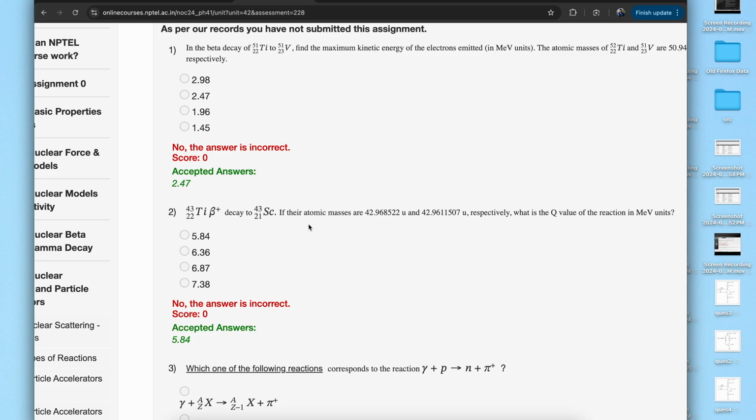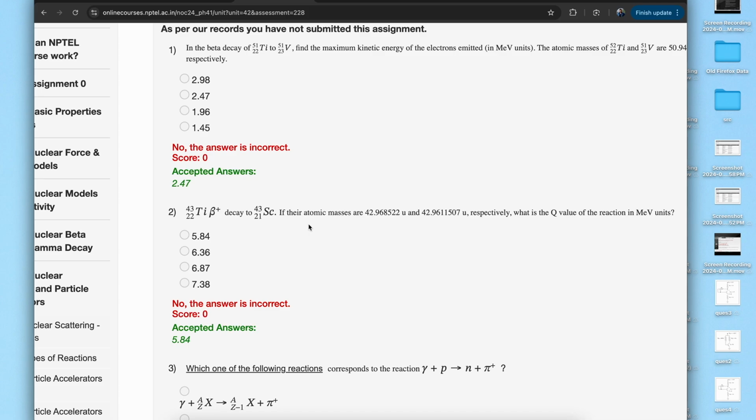Now, when beta decay happens, suppose you have Z number of protons and A is the mass number. What happens is that this goes into Z minus 1, and you have A here, right? Is this fine? Yes, sir.